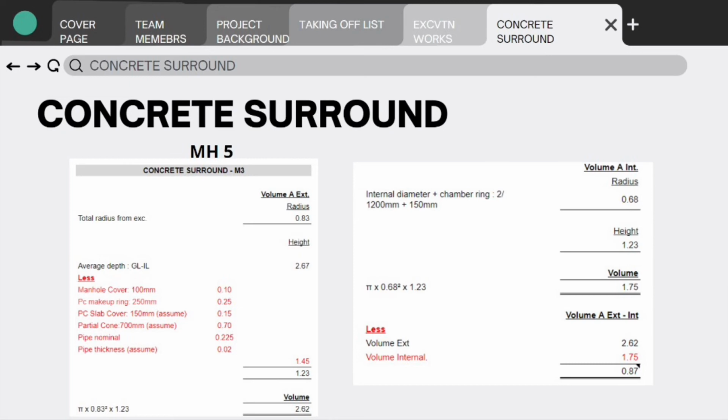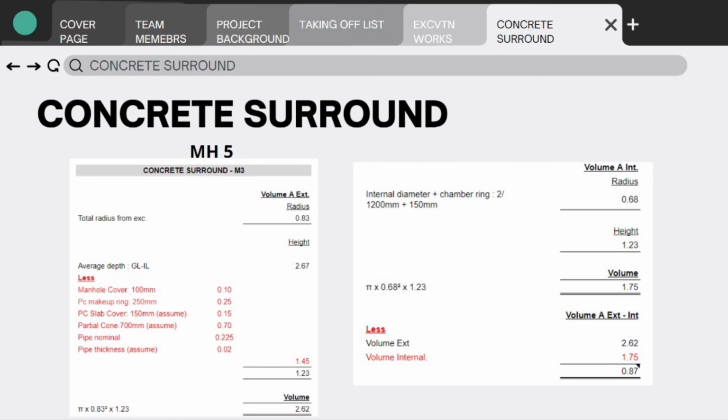Then we will calculate the volume A internal. The radius 0.68 is the internal diameter with chambering divided by 2. The height is 1.23 taken from the volume A external. The total volume A internal is calculated using the formula of pi r squared times h, which is 22/7 times 0.68 squared times 1.23 to get the total volume of 1.75.